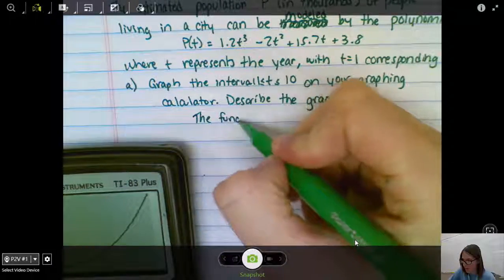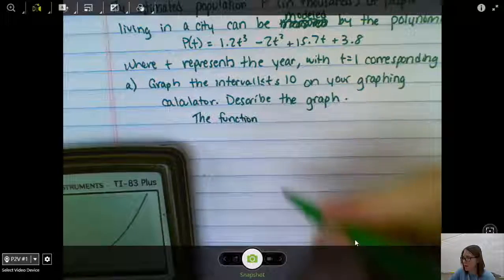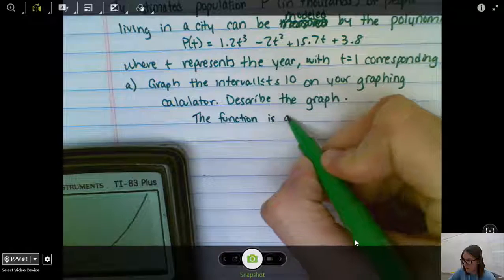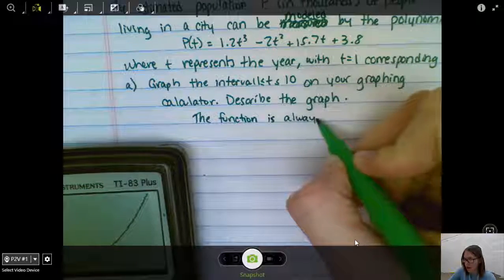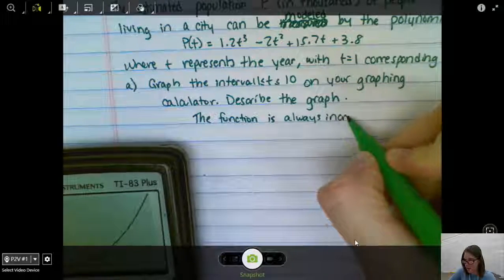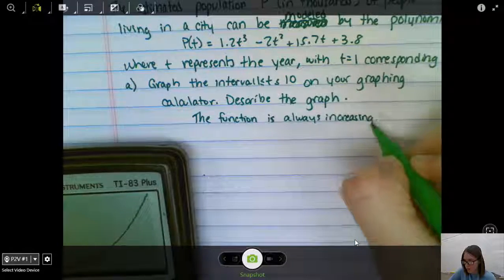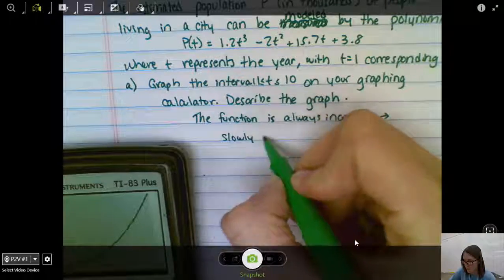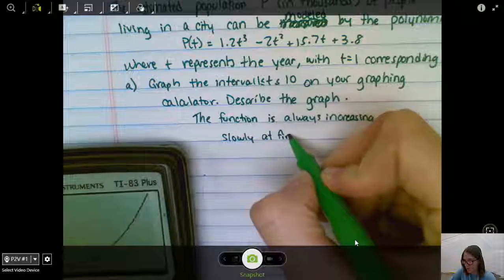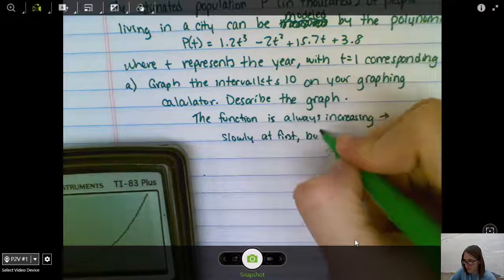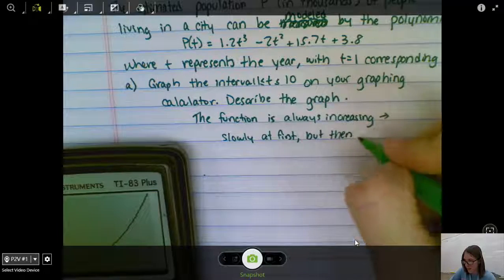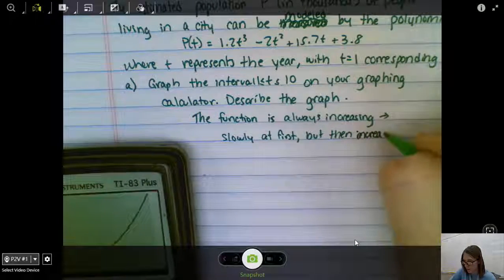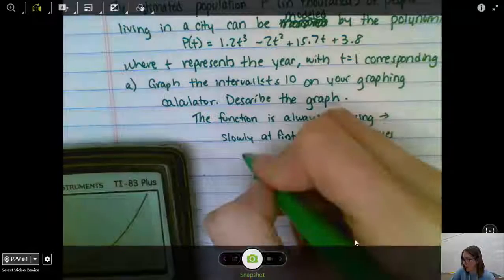My description: I'm going to say too that the function is always increasing, slowly at first, but then increases quickly.